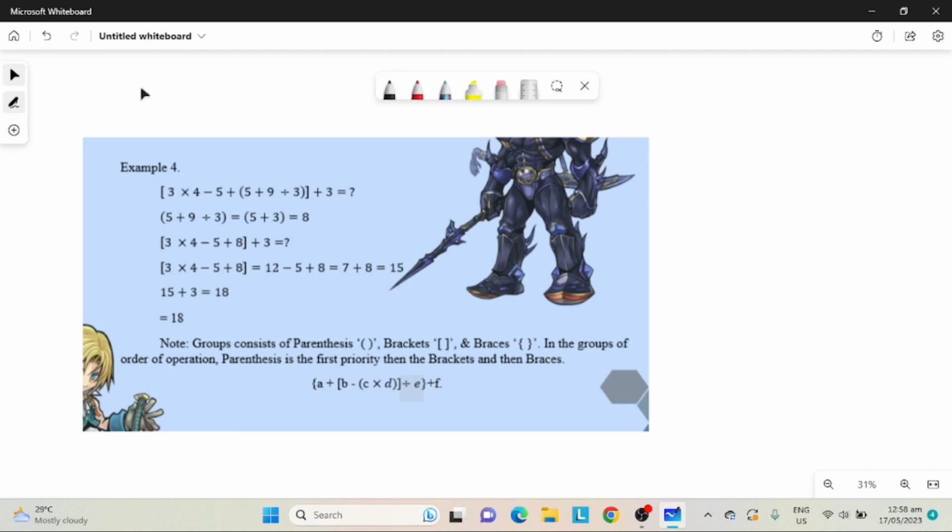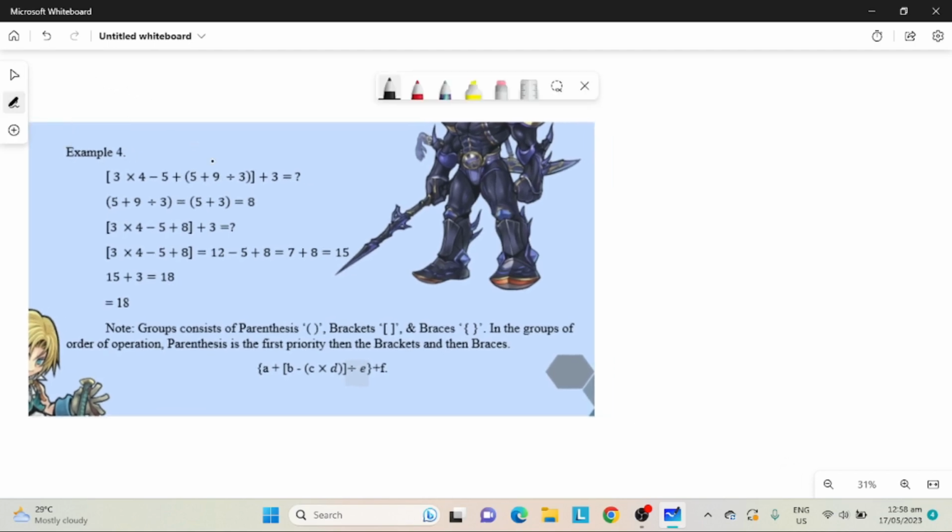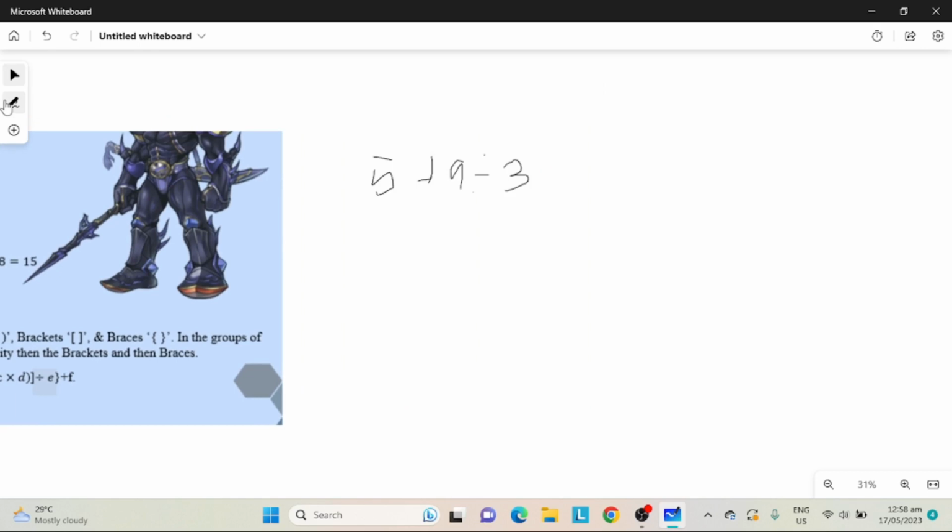So in this example, we need to do the parentheses first. So we have 5 plus 9 divided by 3. We have the operation division first, so we need to do the division. So 9 divided by 3 is equal to 3. Then we have plus 5 is equal to 8.